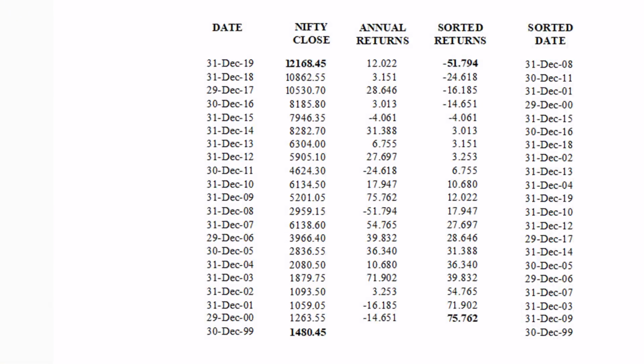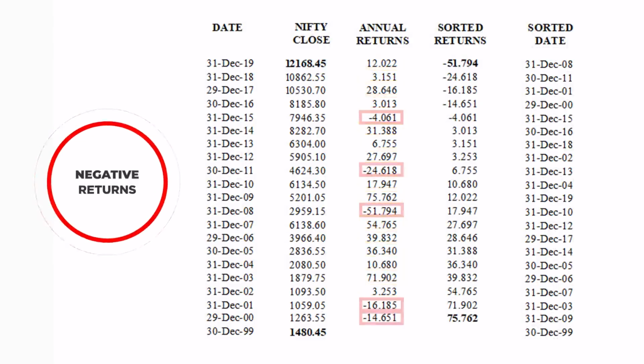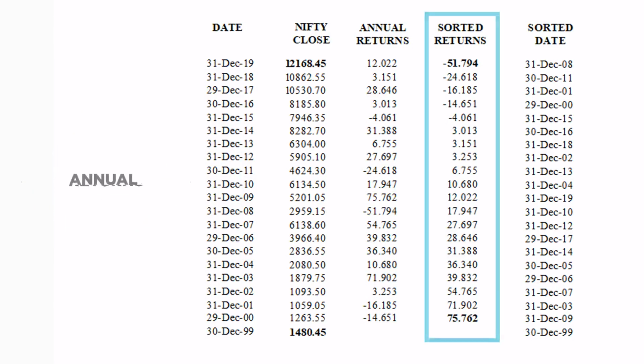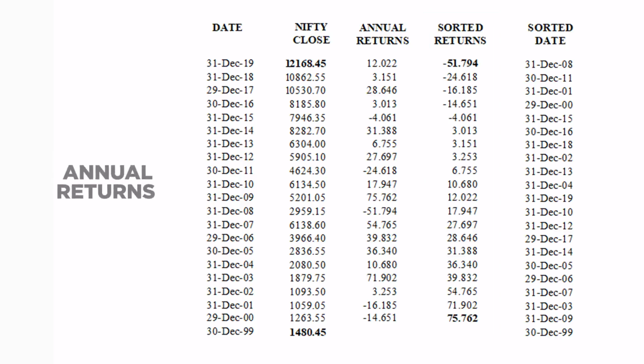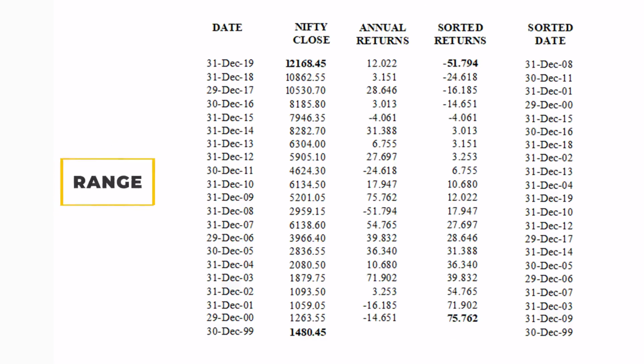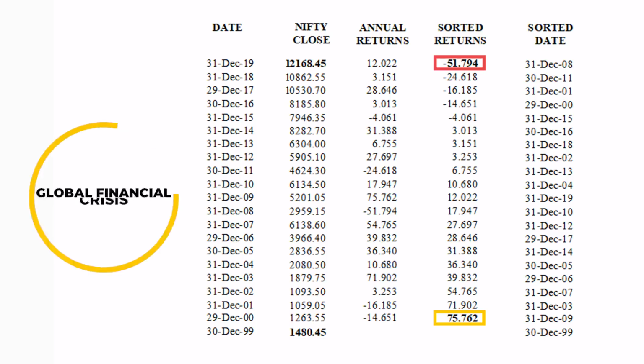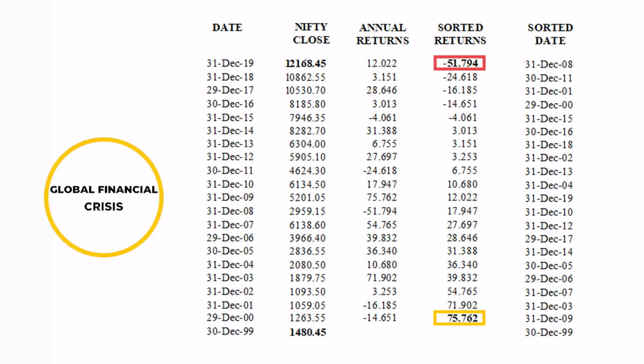Focus on that third column of annual returns. You see some years with positive returns and some with negative returns. The next column, column 4 of this table, sorts these annual returns in ascending order, and you see the spread in returns more clearly. This spread is statistically known as the range. The extremes are about negative 52% in 2008 and positive 75% in 2009. Wild swings, you can say, but those were the years of the global financial crisis.